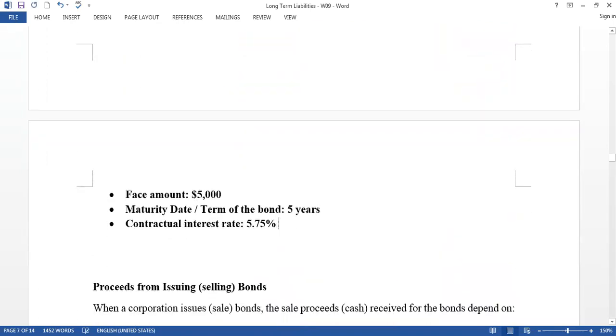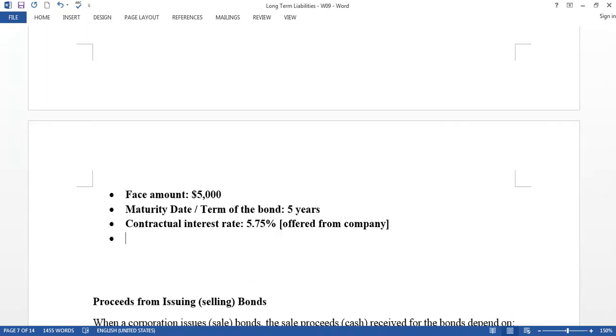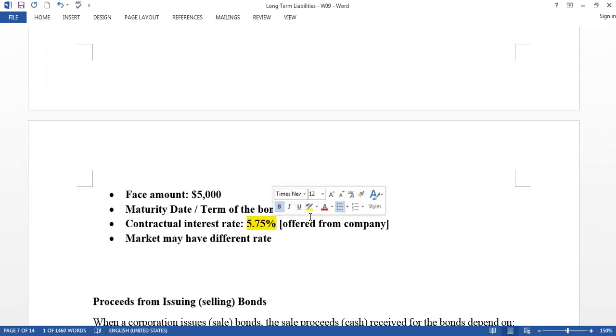So this is the contractual interest rate offered from the company. That means your company offered this rate, 5.75%. Now think about the market, because you go to the market with your product, right? The market may have a different rate. That means your proposed interest rate is 5.75%, but the market may have a different rate.